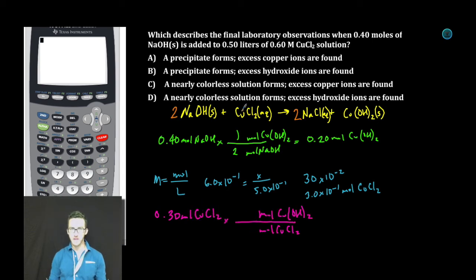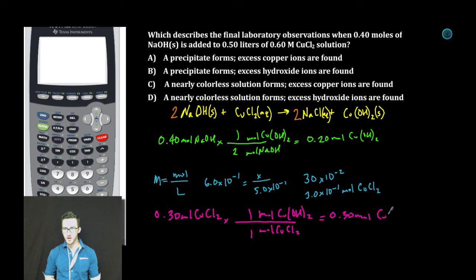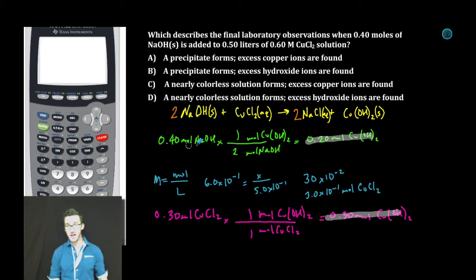My relationship between copper chloride and copper hydroxide is 1 to 1. I can make 0.30 moles of copper 2 hydroxide. So as I compare my 2 amounts of copper hydroxide made, it's the sodium hydroxide that's going to limit the amount of copper hydroxide that is made.